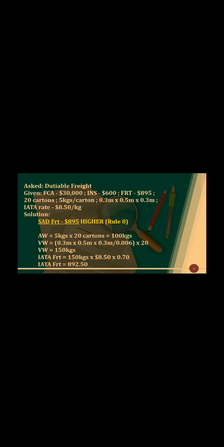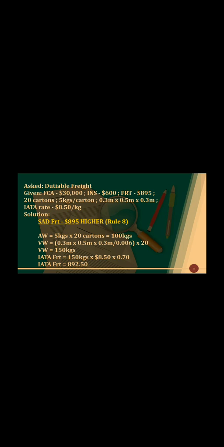So the actual weight is 5 kilograms times 20 cartons, since that is 5 kilograms per carton. So the actual weight is equal to 100 kilograms. And for the volume weight, we need to multiply 0.3 meter times 0.5 meter times 0.3 meter divided by 0.006, that would be the standard formula, times 20 cartons. The volume weight is 150 kilograms, so we need to use the volume weight, which is 150 kilograms.